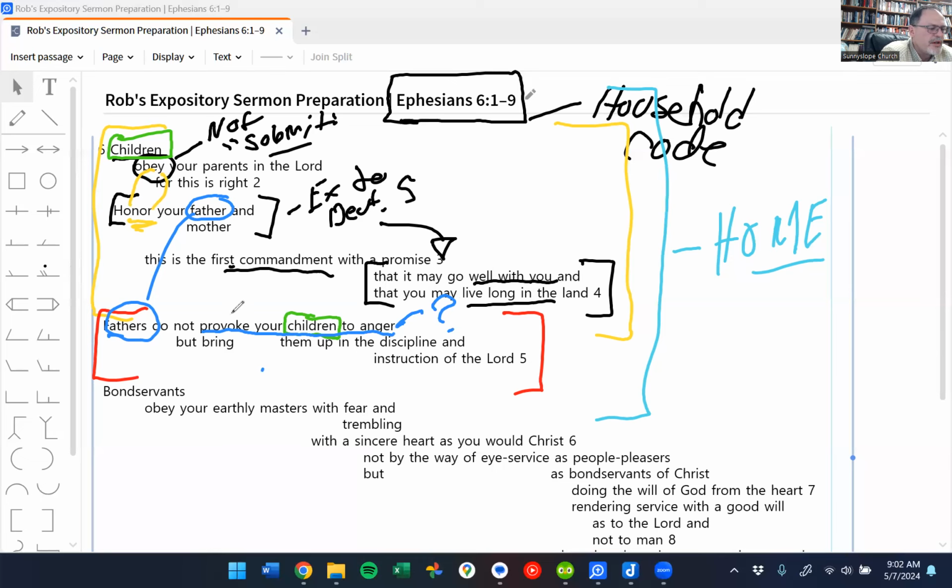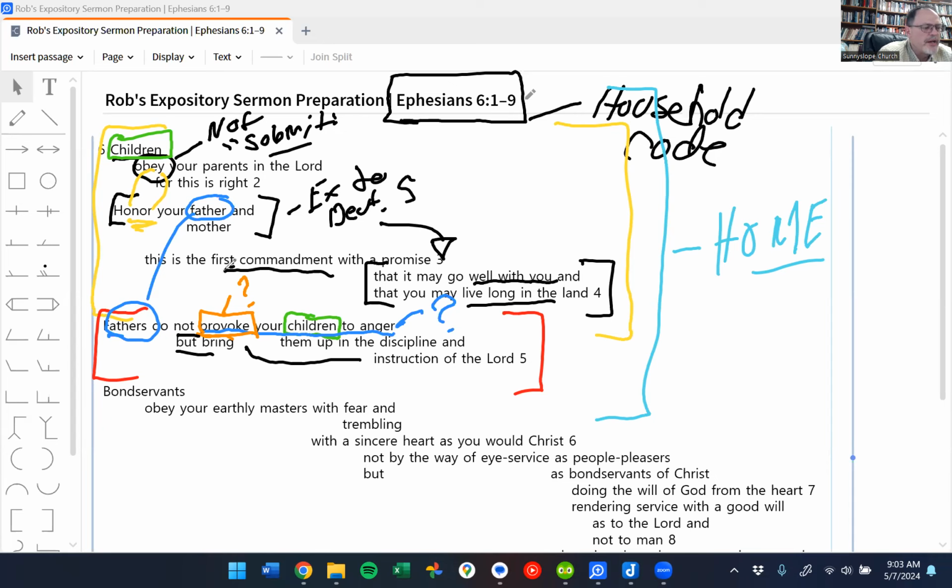And so again, I'm going to guess that the answer to that question lies with that word there. We're going to ask, what does that word provoke mean? Now you'll notice it's a contrast here, so that actually helps us get a little bit of a sense of how we might do this. Where it says, do not do this, but do this. So provoking to anger is a contrast with bringing them up in the discipline and instruction of the Lord.